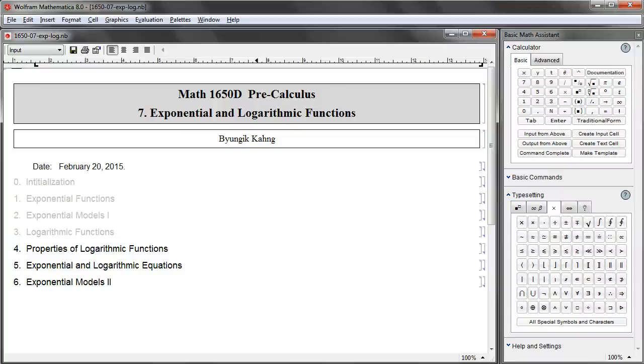Welcome back. We are now beginning week 7 materials for Math 1650D Precalculus, and that corresponds to the latter half of section 4 of our textbook. Properties of logarithmic functions, that's where we are going to begin, but it's not going to hurt to do a little bit of review, so let's do a little bit of review.